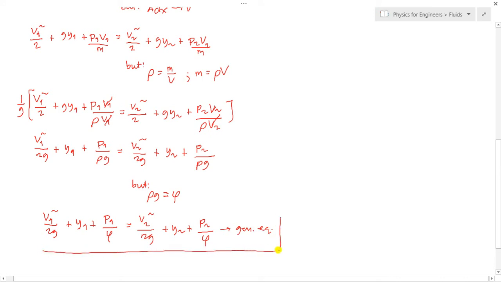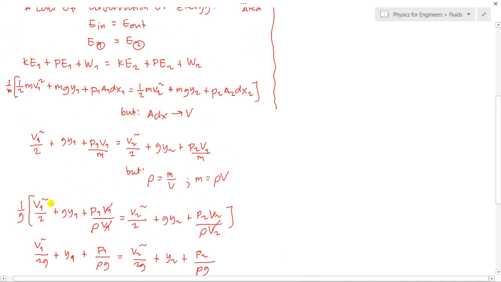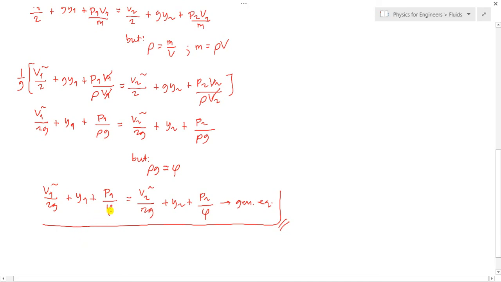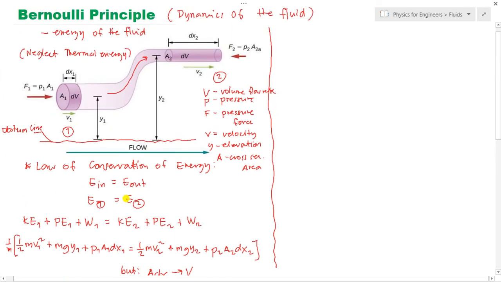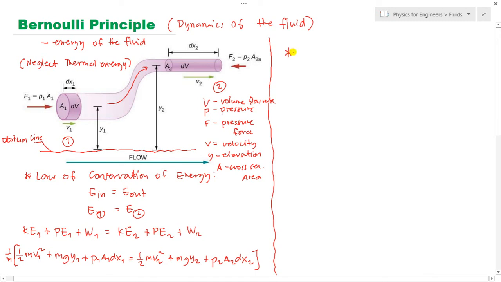So class, why is this important? Of course, if one is unknown here, we can solve by having the other parameters. Let's say the pressure and velocity at state 1 are given, then we can solve for the velocity or elevation at state 2. And class, in the Bernoulli principle, don't forget this: not only the law of conservation of energy is applied, but also the law of conservation of mass.